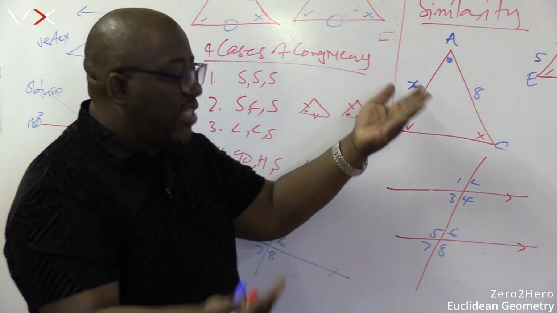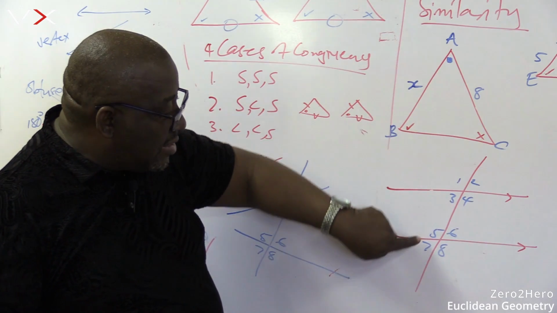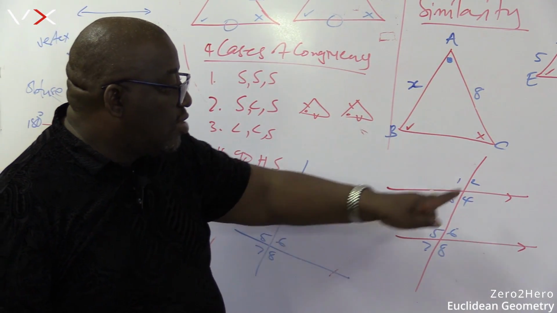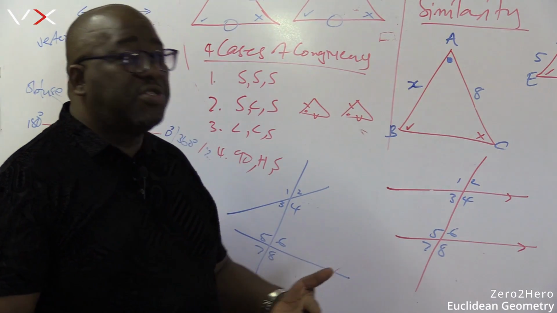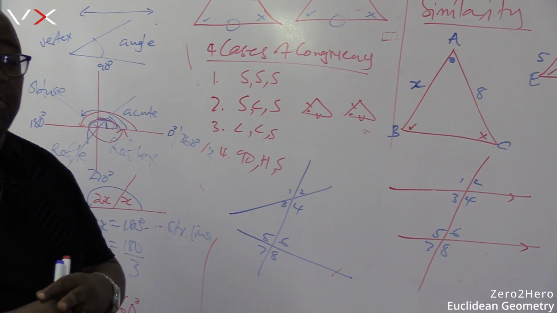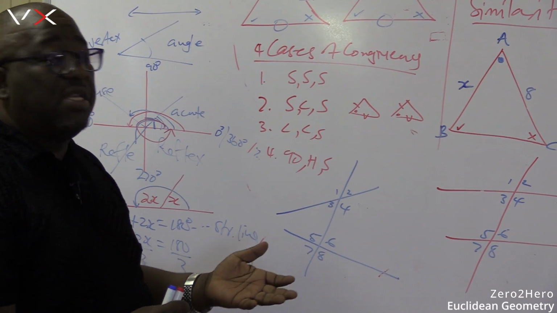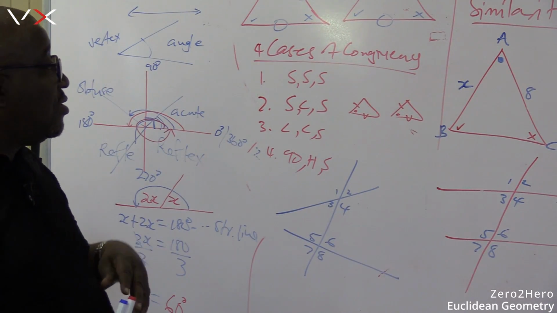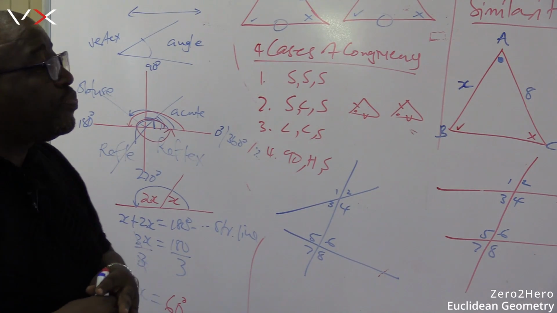We also have co-exterior angles. Angle 1 and angle 7 add up to 180. They are co-exterior angles. So are angle 2 and angle 8. This becomes important. It always comes out in your examinations. In fact, in all the papers, you will see this either in analytical geometry or in Euclidean geometry. So it comes in handy.